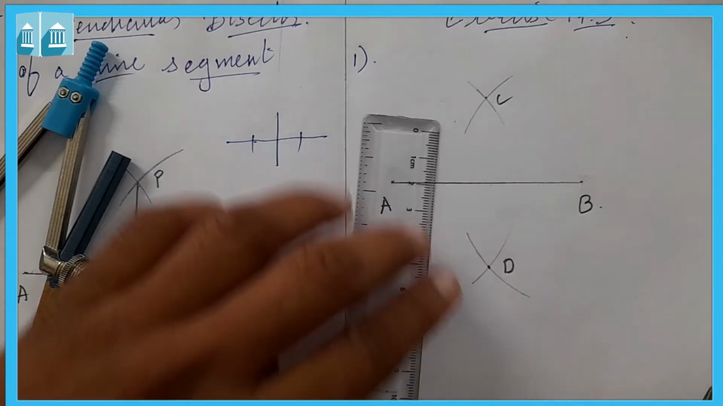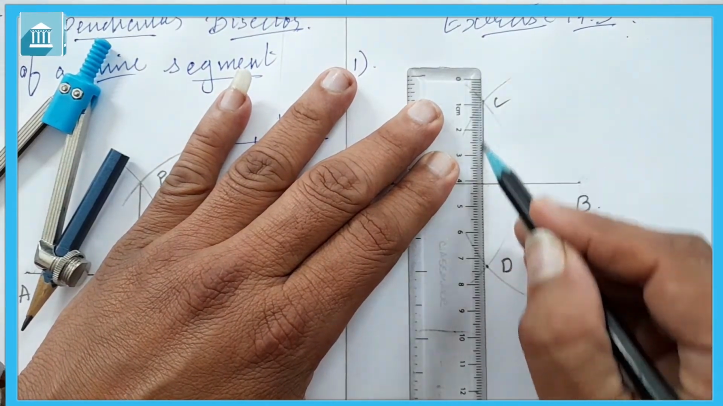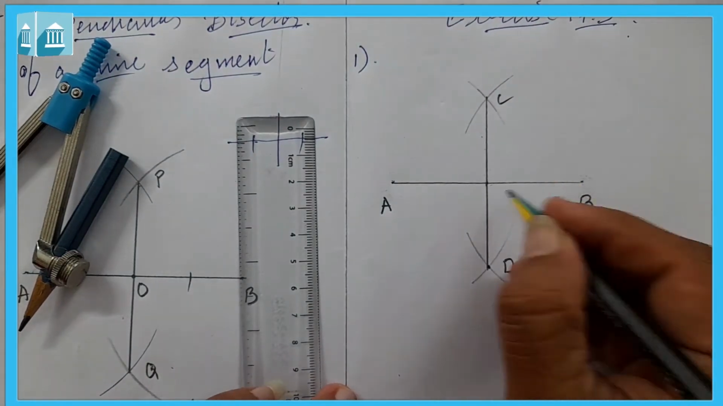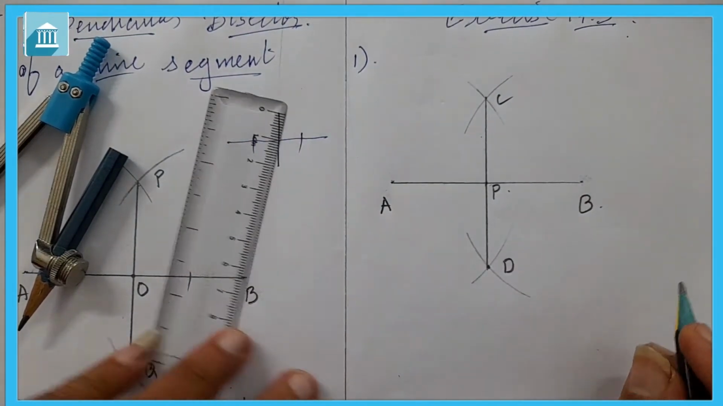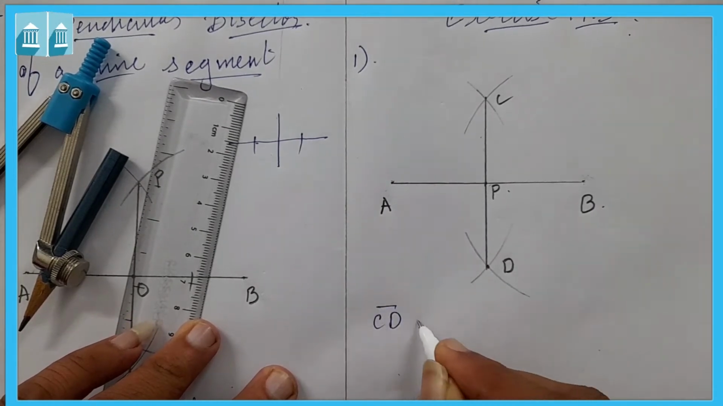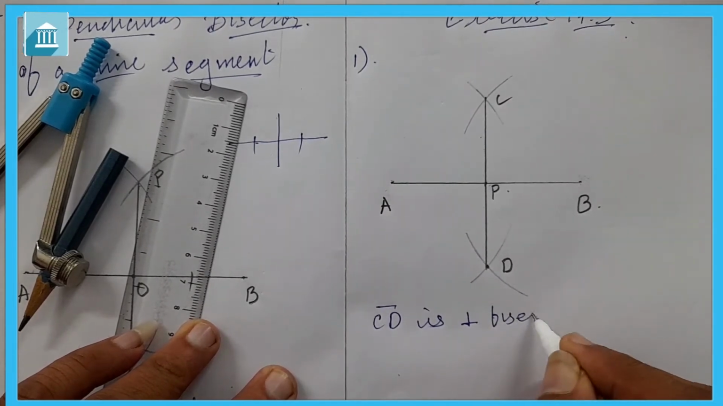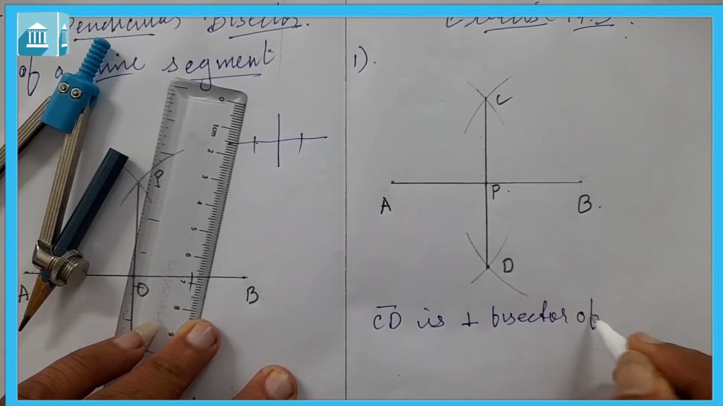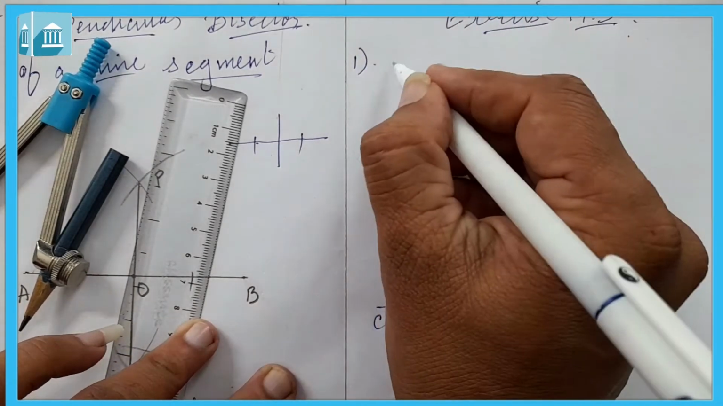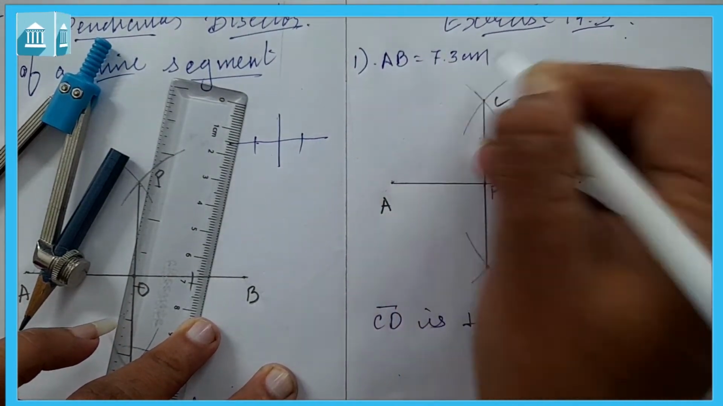Now we have to join C to D. Here let us join C to D. Let it intersect at point P. So here we can say that line segment CD is the perpendicular bisector of line segment AB. Line CD is the perpendicular bisector of AB. Here AB was given. AB is equal to 7.3 centimeter. It was given.